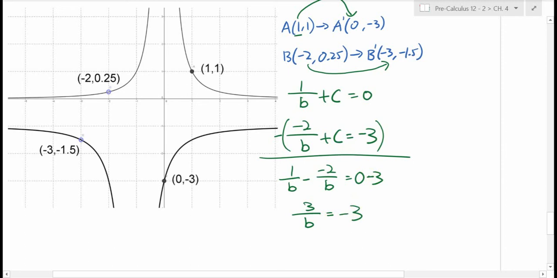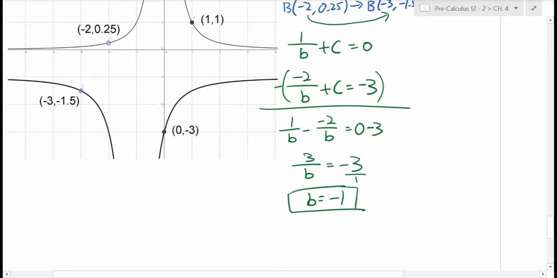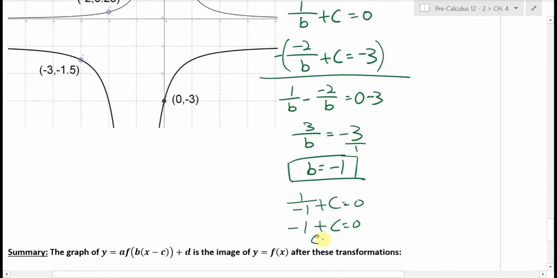You can solve for b. I think this one is rather clear, but you can always cross multiply and solve for b. In this case it's clear b has to be -1 because 3 divided by -1 is -3. So now we have b solved, then we can plug this into the original equations, either the first one or second one. I'll plug into the first one because it's a bit smaller. 1 over -1 plus c is 0, that's -1 plus c is 0, therefore c has to equal 1. Okay, c equals 1.